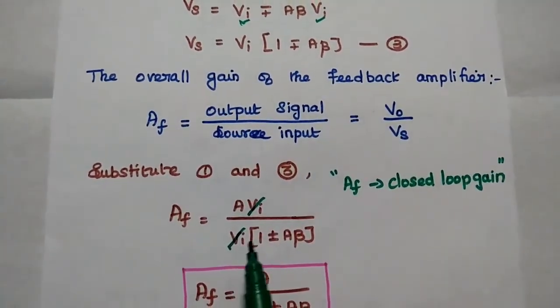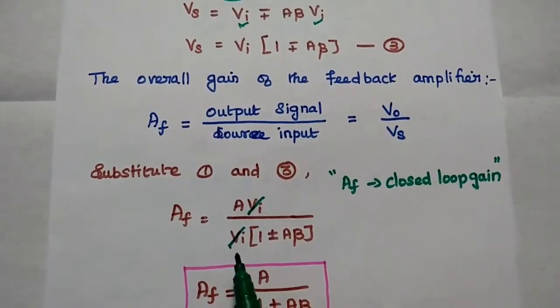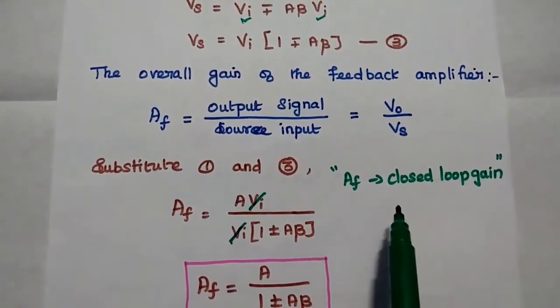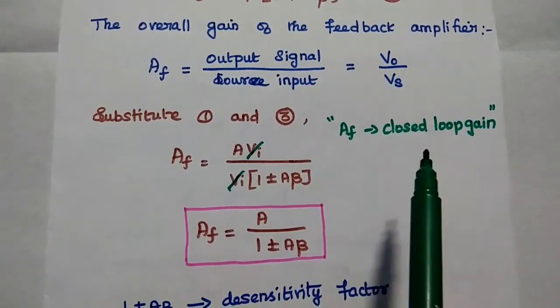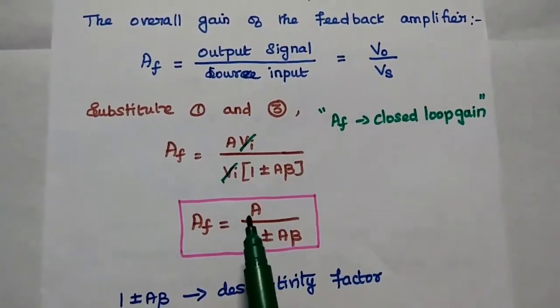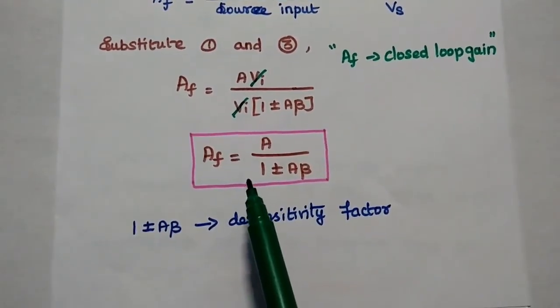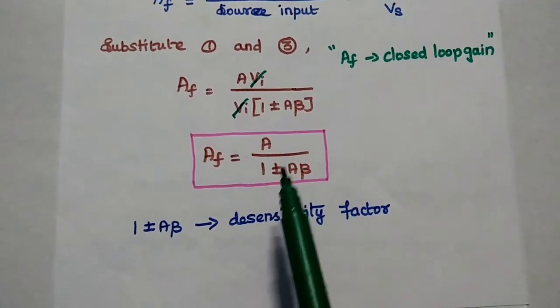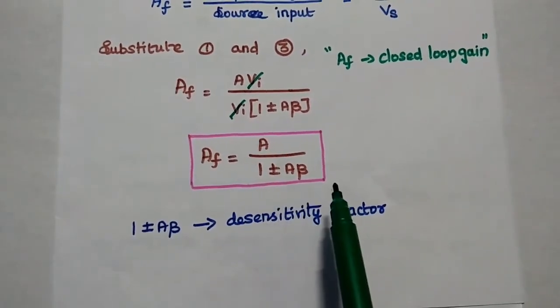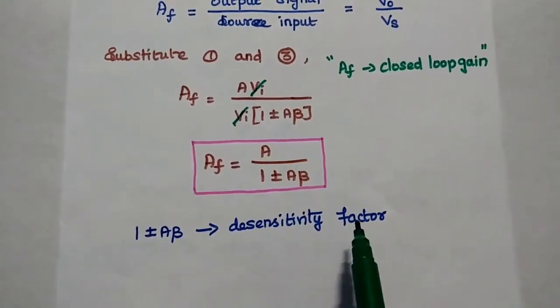Vs is nothing but Vi into 1 plus or minus A beta. So Vi divided each other. Here A beta represents the loop gain, that is, with feedback system. A is the open loop gain. Finally, the overall gain of the feedback amplifier system is equal to A divided by 1 plus or minus A beta. Here the denominator value is denoted as desensitivity factor.